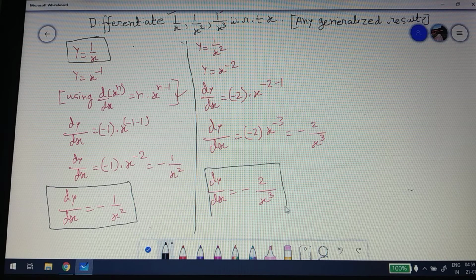So here dy by dx equal to minus 2 upon x cube when y equal to 1 upon x square. I have got 1 upon x square, then the derivative is minus 2 upon x cube.